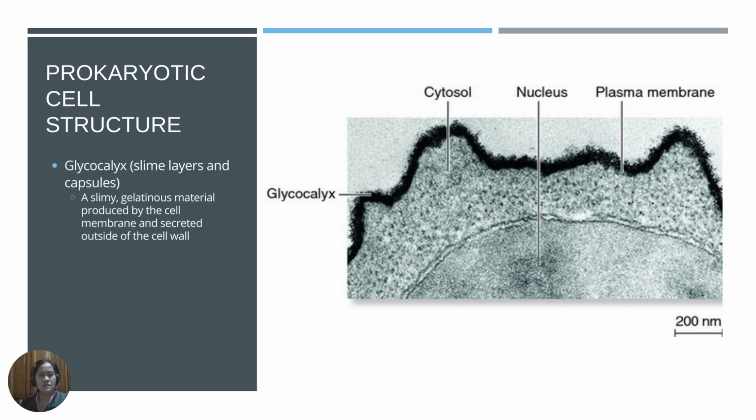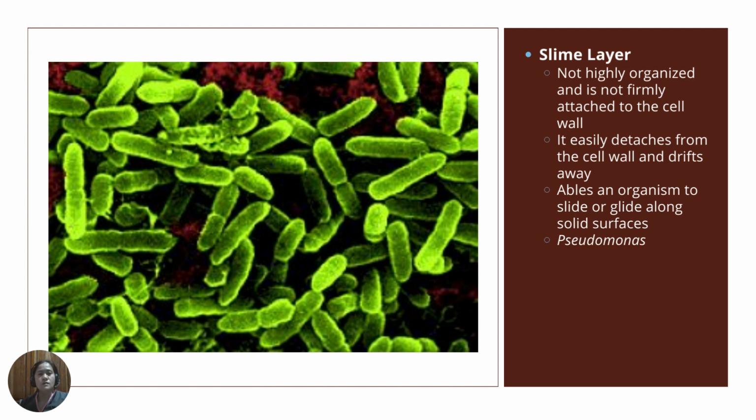So, microscopically, pag sinilip nyo ang isang example ng prokaryotic cell sa microscope, ganyan ang makikita nyo. You will see the nucleus, the plasma membrane, the cytosol, and the glycocalyx. So, the slime layer. This is not highly organized and is not firmly attached to the cell wall. It easily detaches from the cell wall and drifts away, enables an organism to slide or glide along solid surfaces. They are also called as pseudomonas.